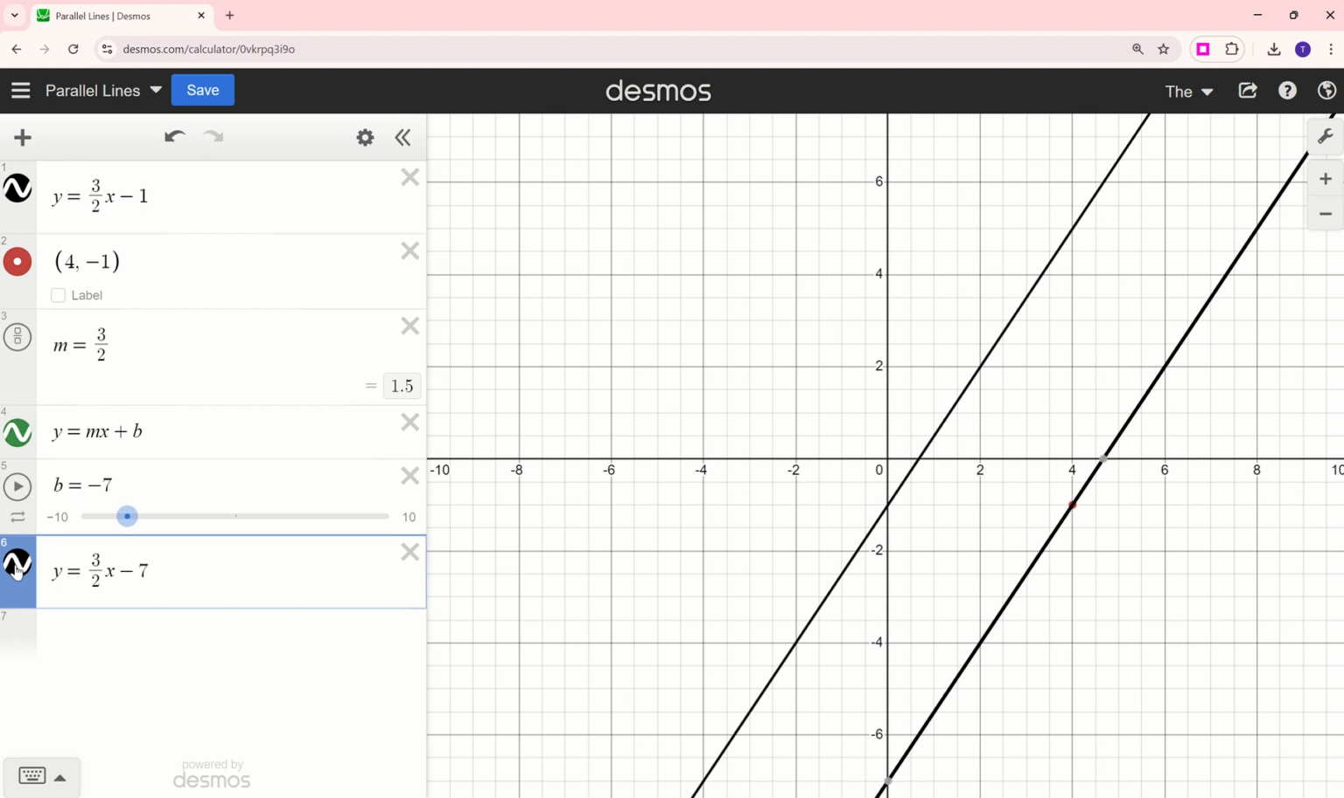And that's how you write the equation of a parallel line through a given point with Desmos.